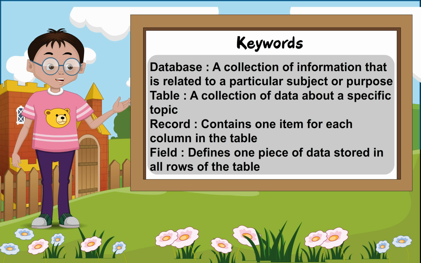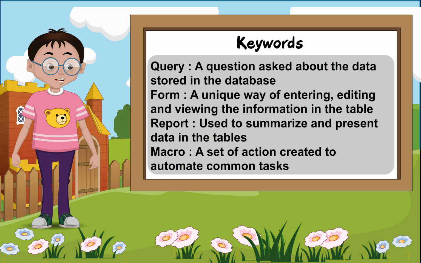Keywords. Database. A collection of information that is related to a particular subject or purpose. Table. A collection of data about a specific topic. Record. Contains one item for each column in the table. Field. Defines one piece of data stored in all rows of the table. Query. A question asked about the data stored in the database.